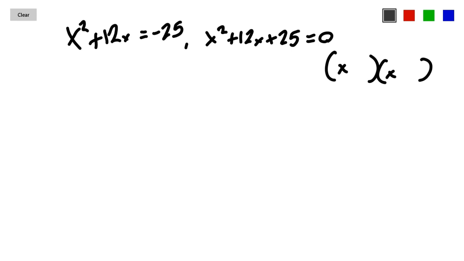I know that 1 plus 25 definitely isn't going to give me 12, and 5 plus 5 also isn't going to give me 12. So we have run into a problem. We can't use factoring for this because there aren't any factor pairs that are going to work when I FOIL it to get the original equation back. So I have to resort to method 2.